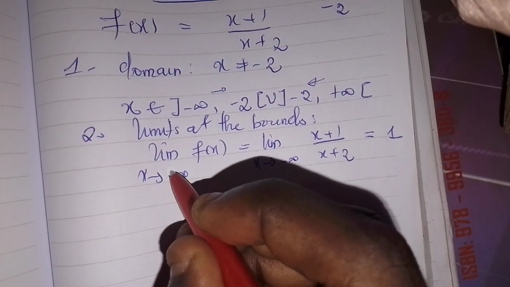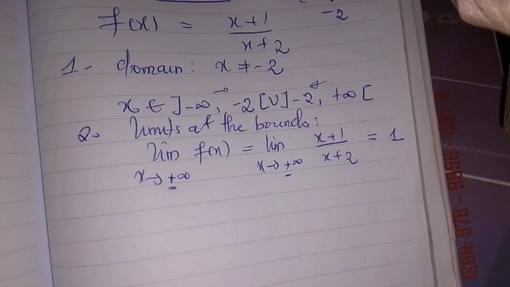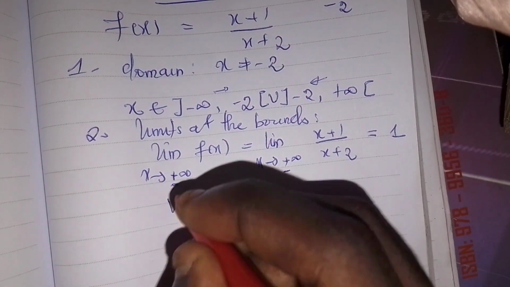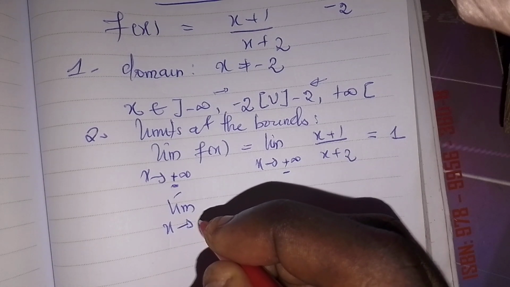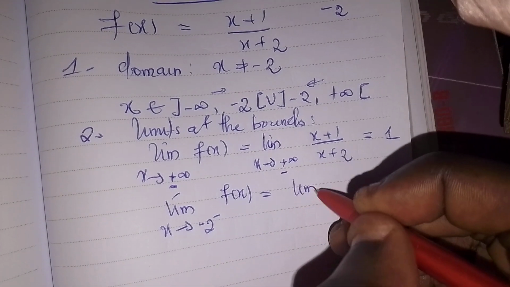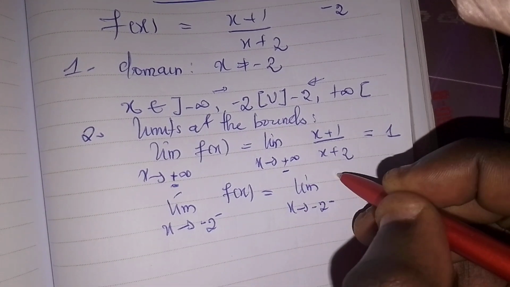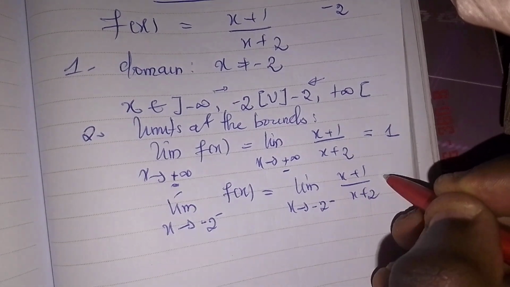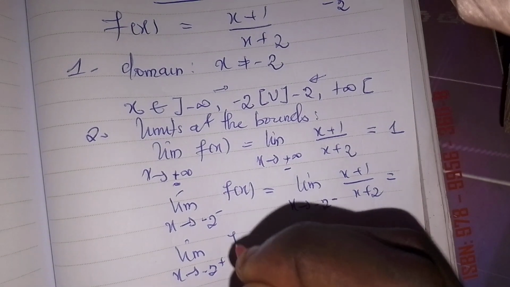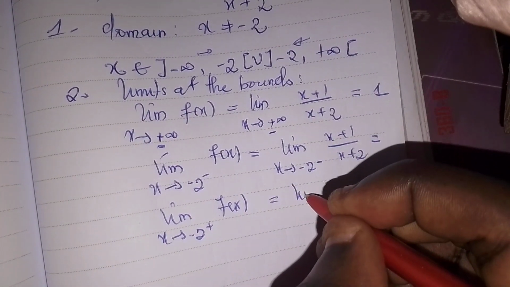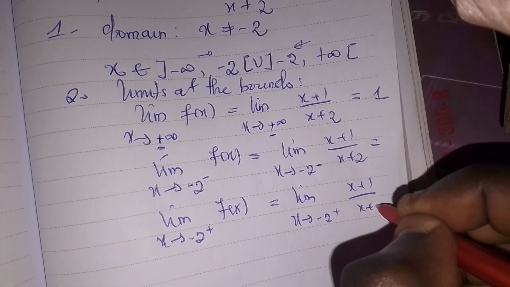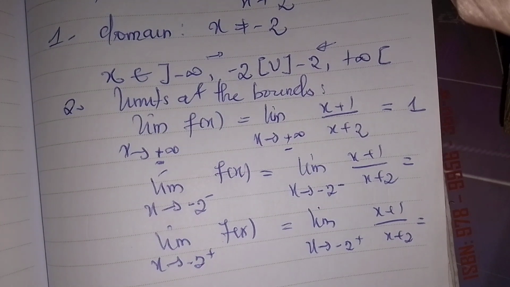So the limit at minus infinity or even plus infinity is the same, it's equal to 1. Alright. Now, we have two limits left. The limit as x is going to negative 2 from below of f of x is equal to the limit as x is going to negative 2 from below of x plus 1 on x plus 2. Now, let me also write the limit as x is going to negative 2 from above of f of x, which is equal to the limit as x is going to negative 2 from above of x plus 1 on x plus 2. Now, what are these limits?